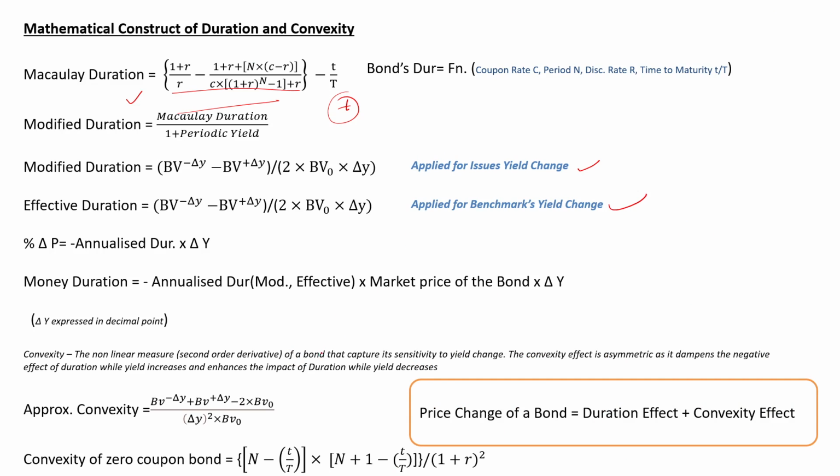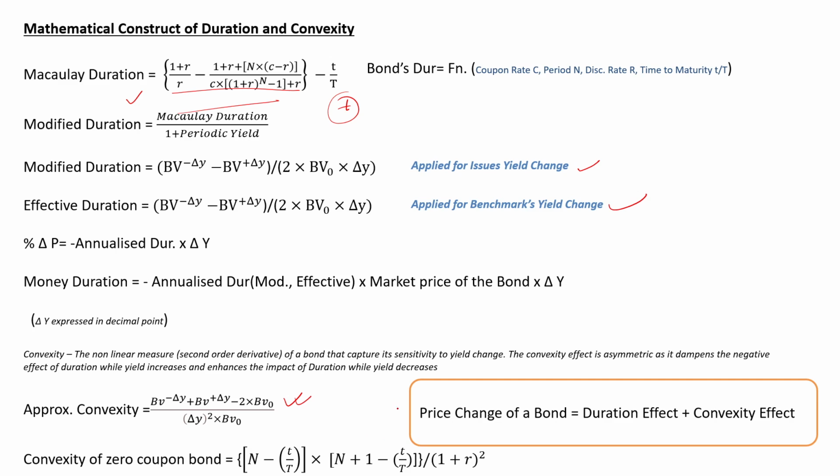So approximate convexity, this is the formula that I would want all of you to remember. And the closed-end formula for convexity for a zero coupon bond is N minus T. This is again a horrible formula, but nonetheless, this is the only time when I would actually emphasize remembering formulas. So student candidates, I would strongly advise you to take a printout of this particular slide, and this is the only slide that I would ever insist all of you to memorize by heart.